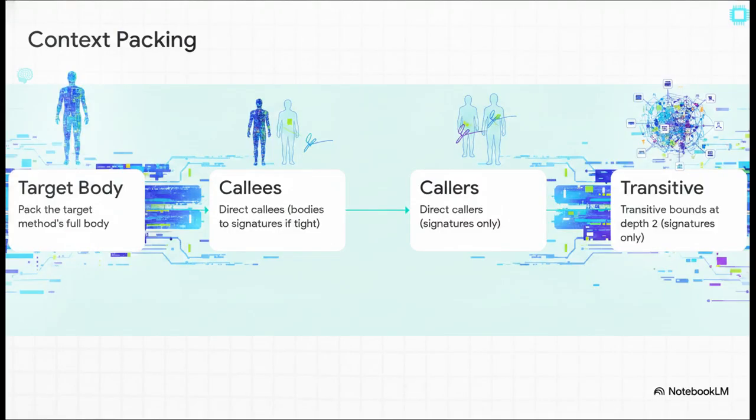Here's the actual algorithm in action. Step 1. It packs the target method's full body. Step 2. It looks at the direct callees. It'll pack their bodies as long as the budget permits, but if space gets tight, it instantly downgrades to just their signatures. Step 3. It packs the direct callers, but only their signatures. And finally, Step 4. It grabs transitive bounds at depth 2. Again, signatures only. It'll even flag you if the output got truncated because of those budget constraints. What you end up with is the equivalent of 4 or 5 separate queries completely and perfectly optimized for your token cost. Pretty brilliant, right?